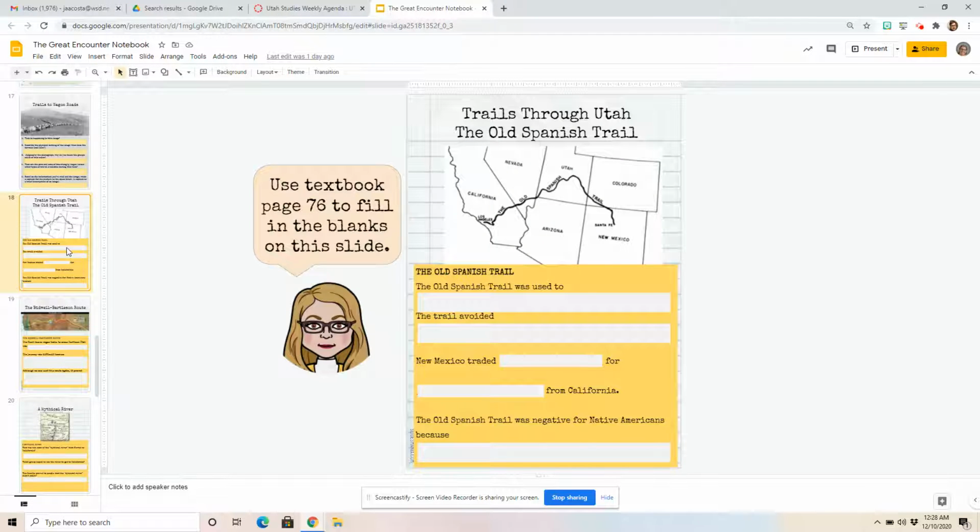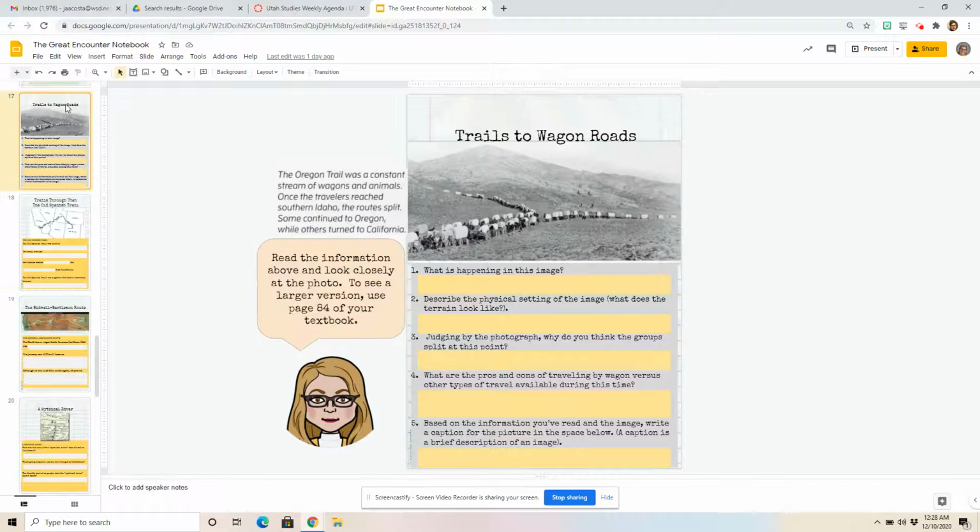Building on what we looked at yesterday with our Trails to Wagon Roads, this image showing a divide where the trail split and people either went off to Oregon or California, we're going to look at some specific trails that went through Utah to understand a little bit about the influence that they had on our state's history.